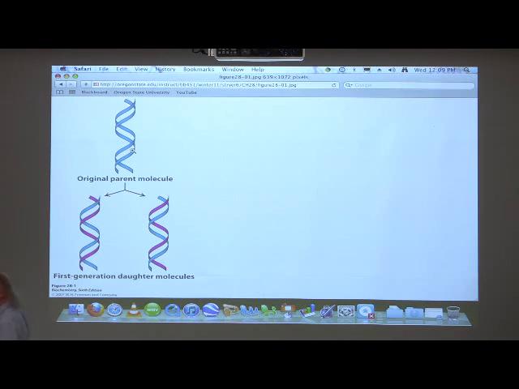Frank Stahl was actually later a professor at the University of Oregon for many years. He only retired from the University of Oregon a few years ago. It was a very important experiment that they did that showed replication occurred like this. And you'd say, well, what other way could it occur?